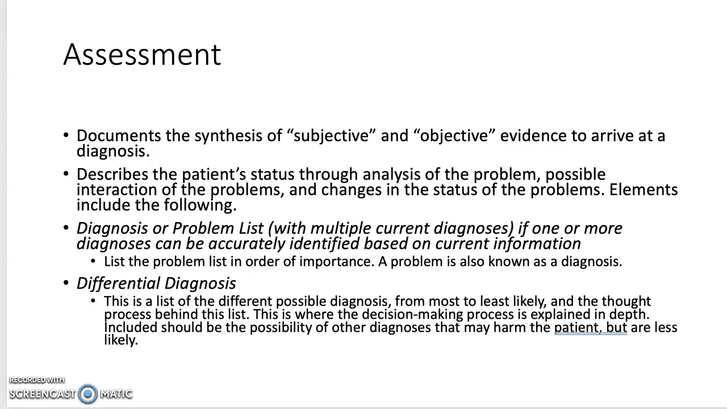For a patient that has multiple diagnoses, multiple comorbidities, or current and chronic medical diagnoses that are ongoing, you can document the list of diagnoses in terms of a problem list. Again, the items on the problem list should be listed in order of importance. And each problem is also known as a diagnosis.